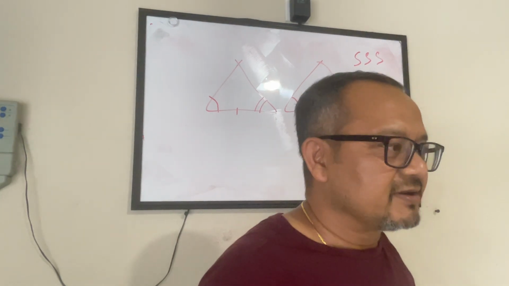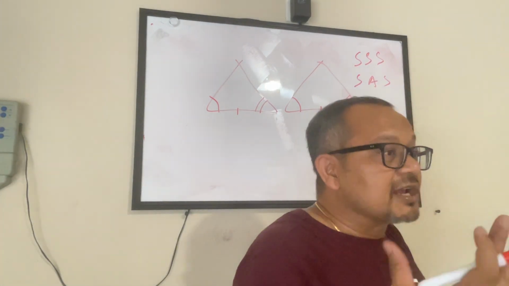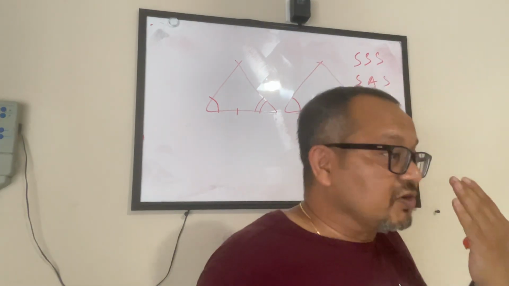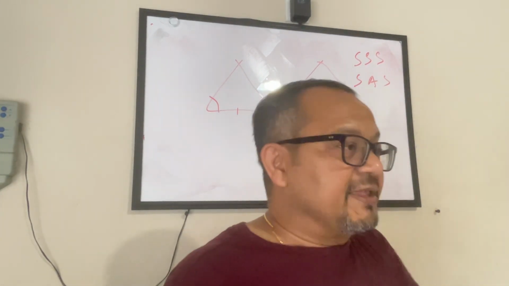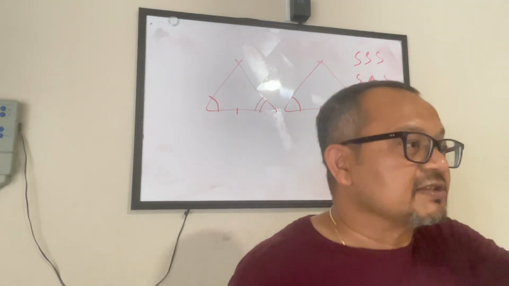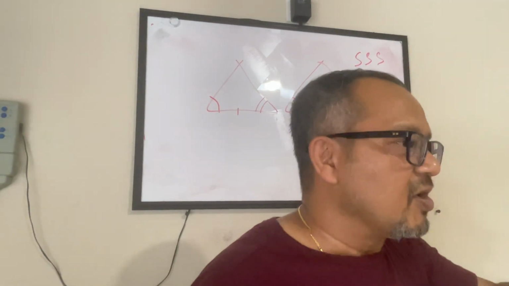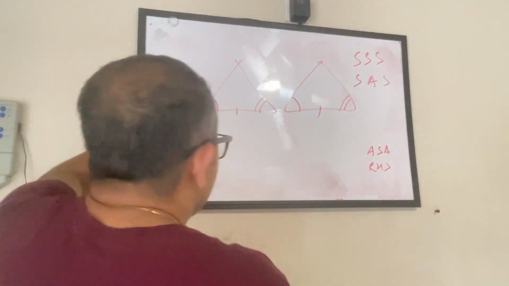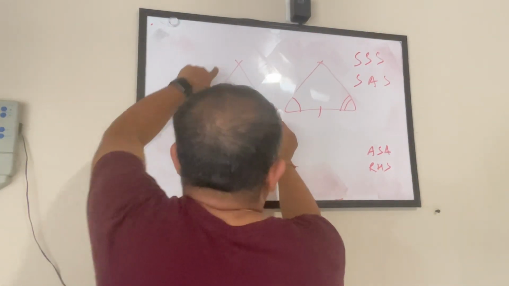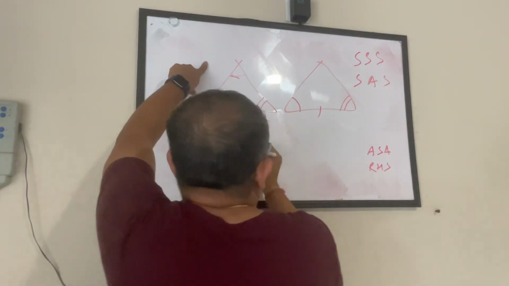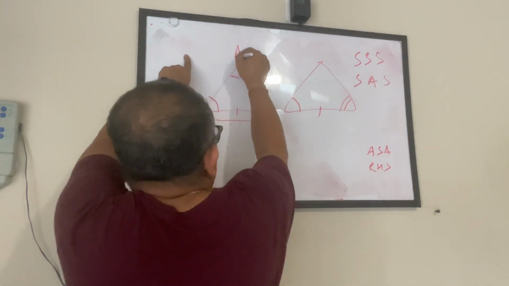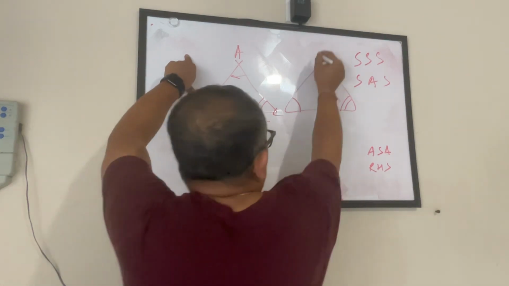Yeah? If the two triangles are similar, what do we know from the property? If the two triangles are similar, that means their sides will be in the same proportion. What does it mean? This side is opposite to this angle, right? So let's say we call them ABC and DEF.